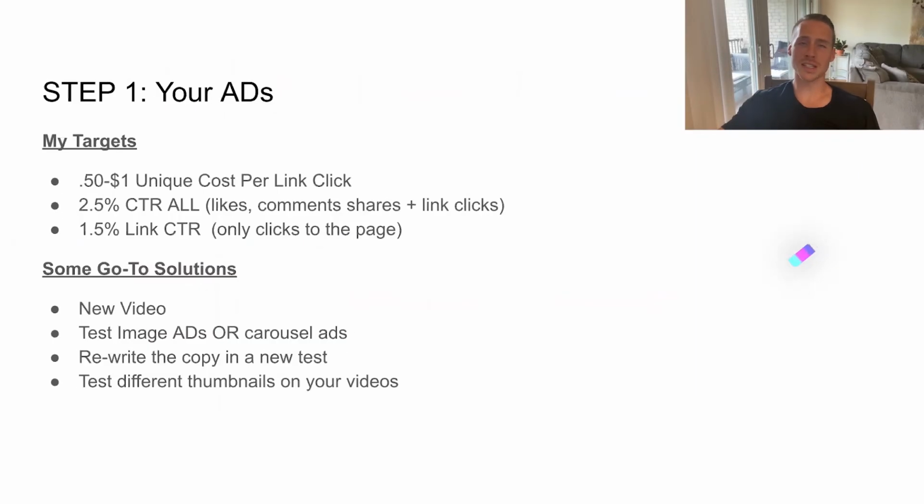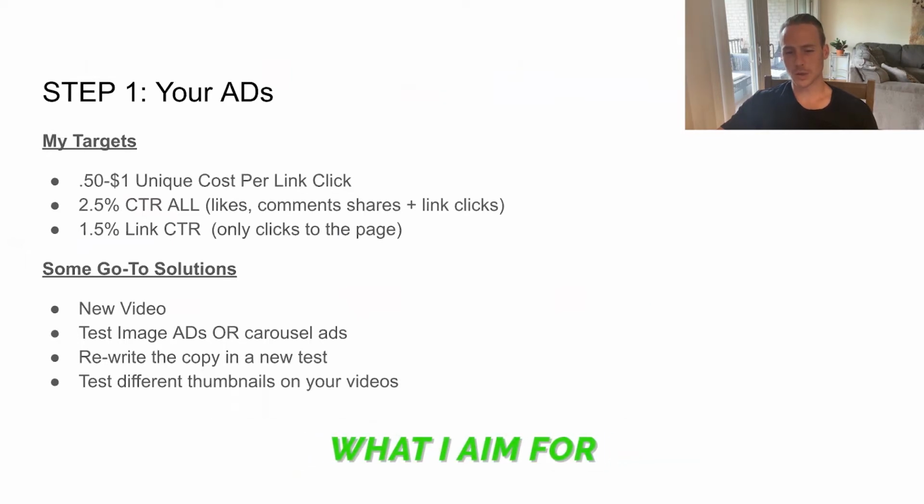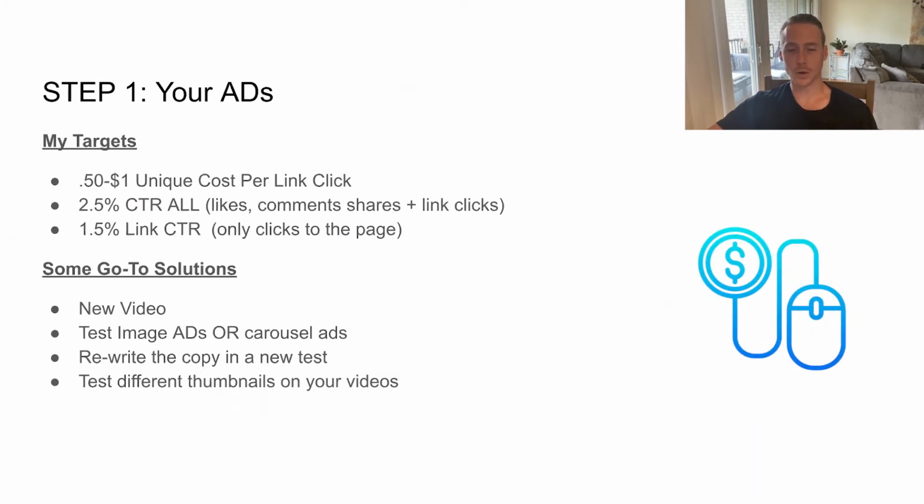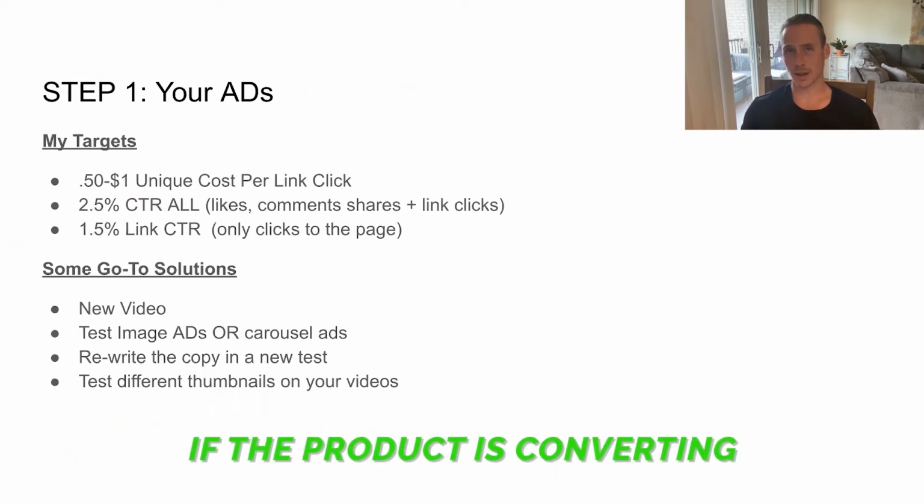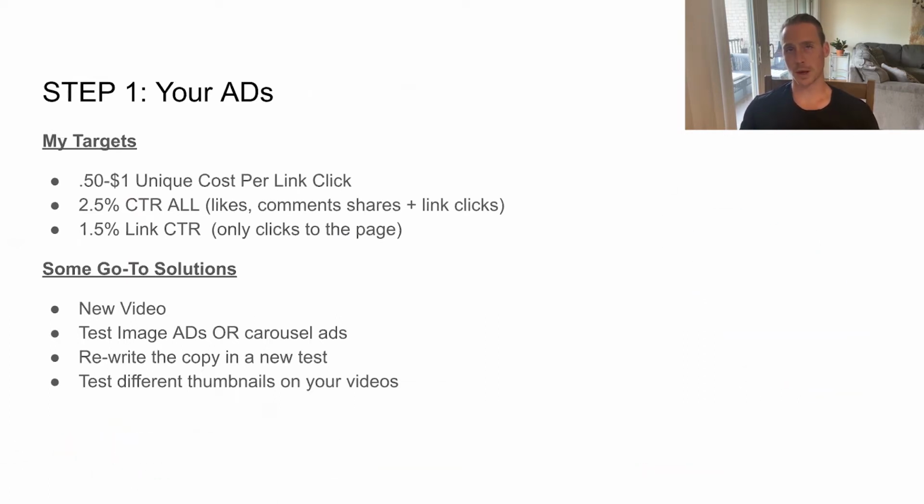So let's start with step number one, which is everyone's favorite place, your ads, right? So here's what I aim for, okay, in my data point. I'm looking to pay about 50 cents, ideally, cost per click, okay? I'll pay as much as $1 per click if the product is converting. Like, let's say 7 to 10% of the people that come to my store actually make a purchase. I can easily justify spending $1, depending on the price point of the product, of course, but typically, if for every $10 I'm getting a sale, most things I can turn a profit with, right?